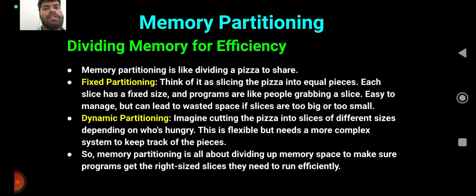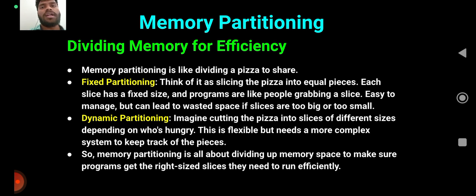Easy to manage but can lead to wasted space if the slices are too big or too small. That is, we are dividing the memory into fixed spaces so that a process can make use of the memory. Suppose we are dividing the memory into 10 MB, and suppose a process requires 5 MB, and we are allocating the 10 MB space.